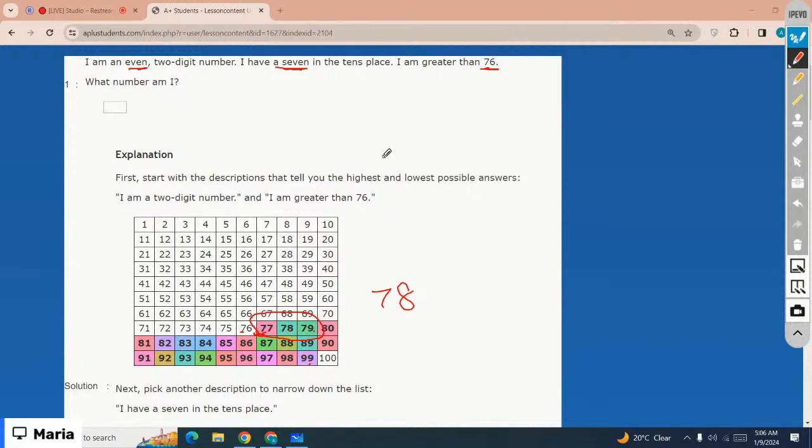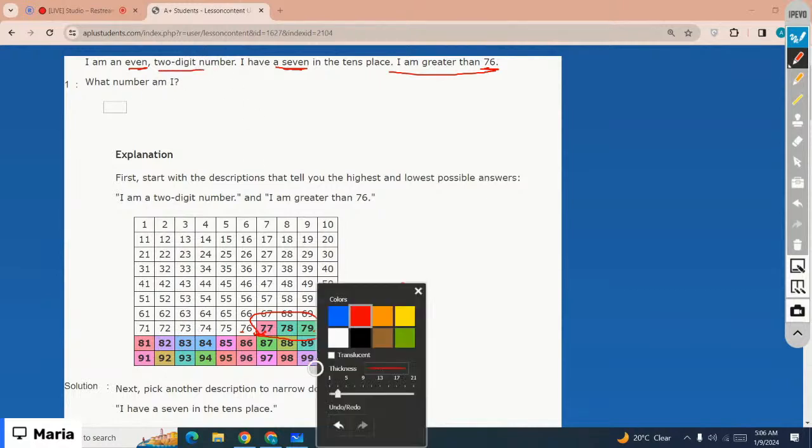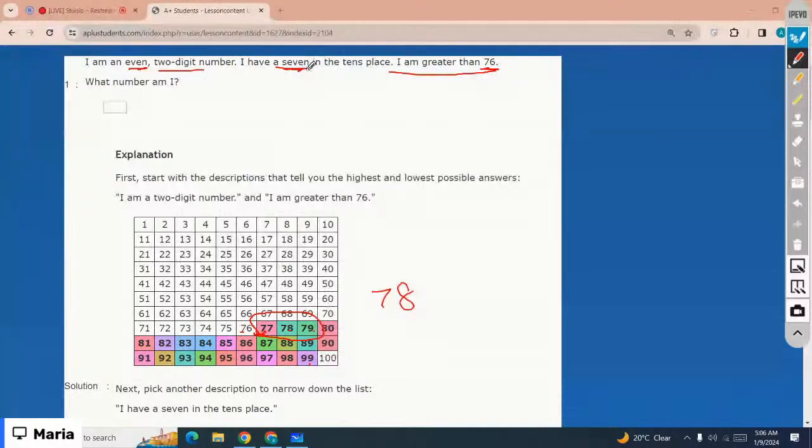The first thing is I'm greater than 76. So all the numbers greater than 76 are 77 and two-digit numbers until 99. Then I have a 7 at the tens place. You are left with just three numbers. They have 7 at the tens place. The last thing is the number must be even. So yes, that is 78. Right?